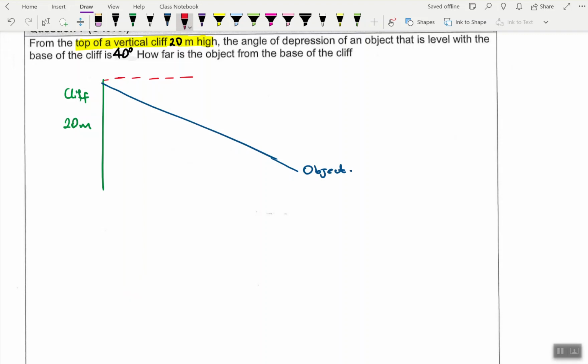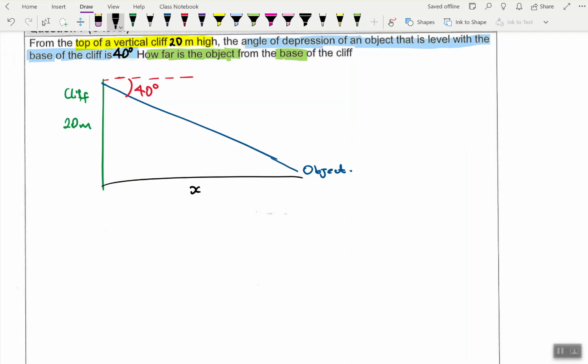So we know the angle, I'm just going to repeat it here. The angle of depression of an object that's level with the base of the cliff is 40 degrees, and that's going to be my 40 degrees there. How far is the object from the base of the cliff? So I am finding out how far. This is the base of the cliff there. How far is the object? And I'm going to call that x.